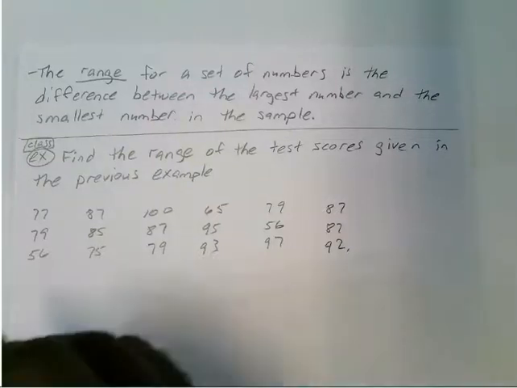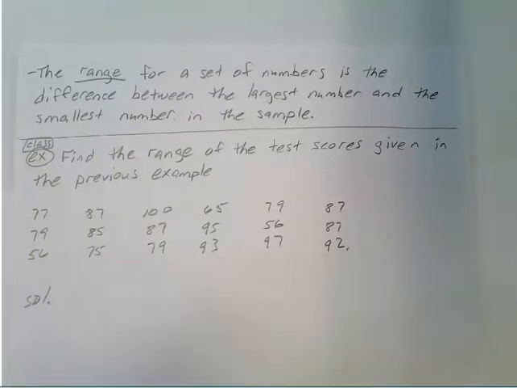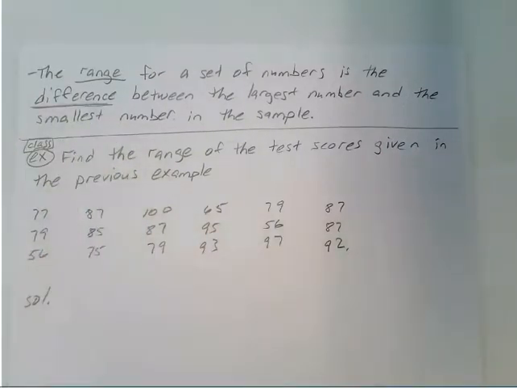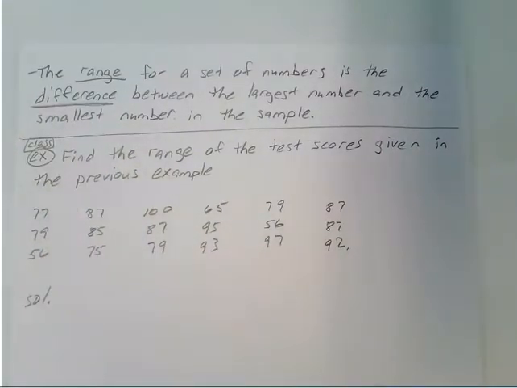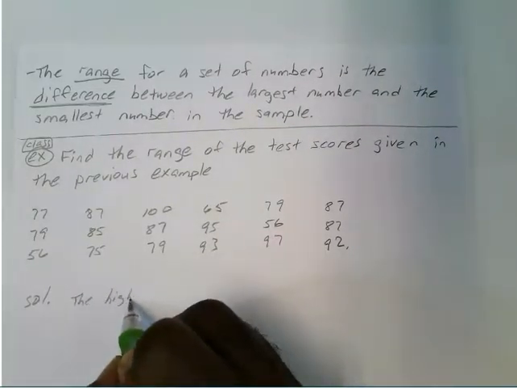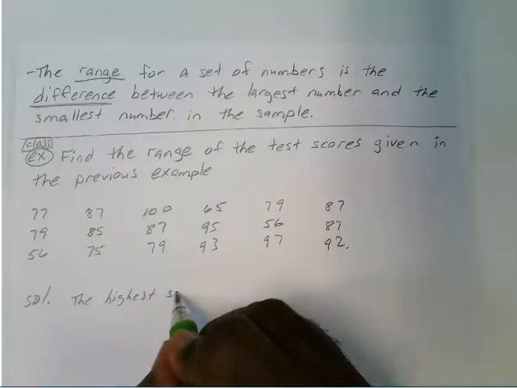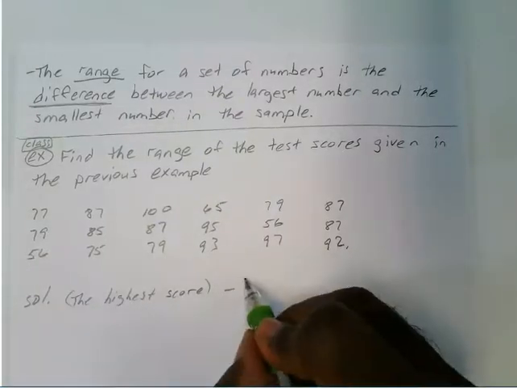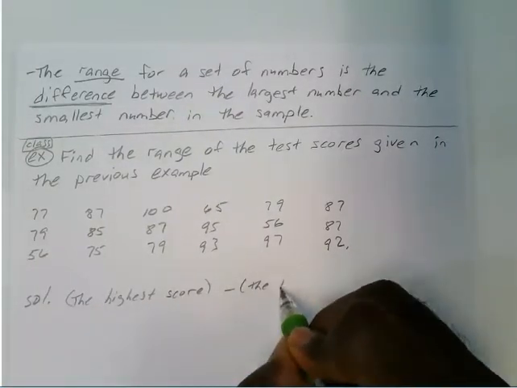All right, so hopefully the definition of a range gave you an idea of how to find it. You see difference. Remember, difference usually means subtraction. Okay, so you have your highest score minus the lowest score.